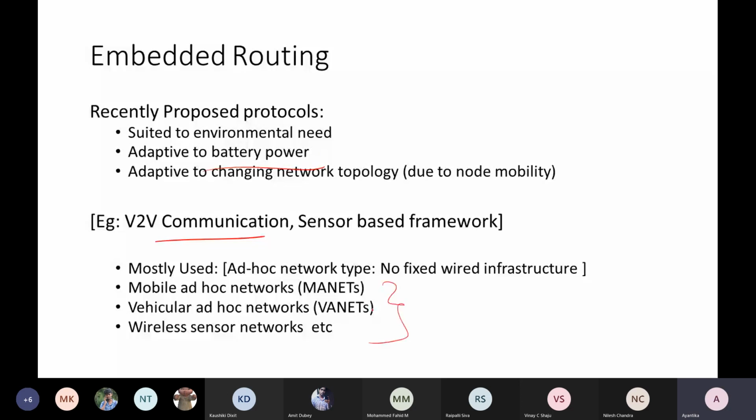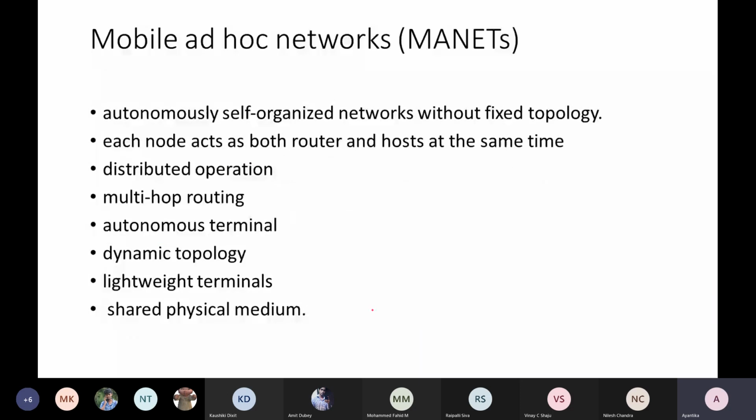That is the concept of mobile ad hoc networks and the concept of wireless sensor networks, and together the amalgamation of those can form a suitable embedded routing protocol.